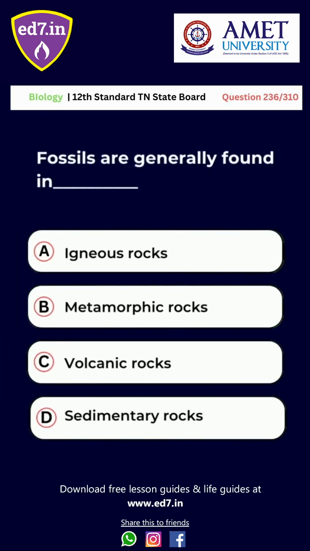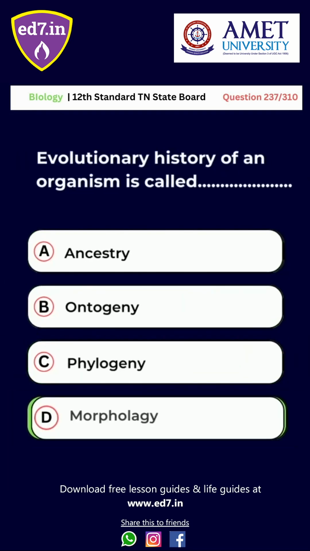Question number 236. Fossils are generally found in A. Igneous rocks, B. Metamorphic rocks, C. Volcanic rocks, D. Sedimentary rocks. The right answer for this question is option D. Sedimentary rocks.